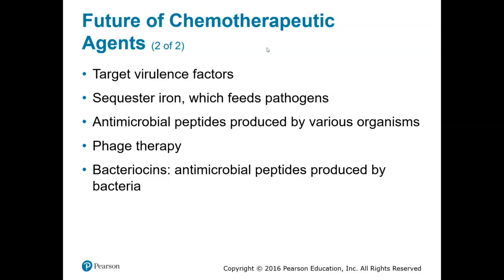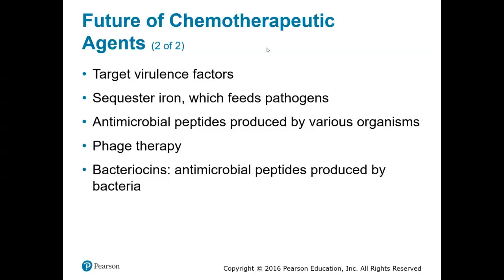Sequestering iron: when we have a fever, that's what we naturally do. We sequester iron from the blood, and zinc, and those things are necessary for bacterial reproduction. So if we can sequester the iron out of the blood temporarily, then the bacteria can't reproduce. And it's a new way we can go in and prevent bacterial growth. And then other antimicrobial peptides produced by various organisms, right? So these are proteins that certain organisms produce that can have an antimicrobial effect.